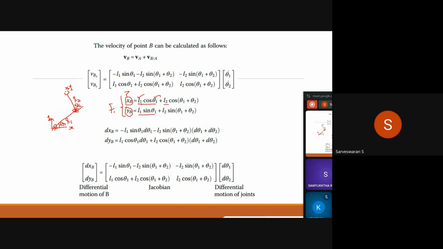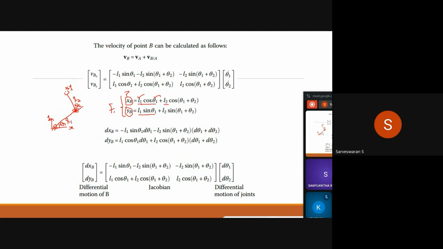We are going to differentiate dxp. L1 cos theta 1, when you try to differentiate it, the cos theta will become minus sin theta. So that is minus L1 sin theta 1 d theta 1, or theta dot. Both can be used.